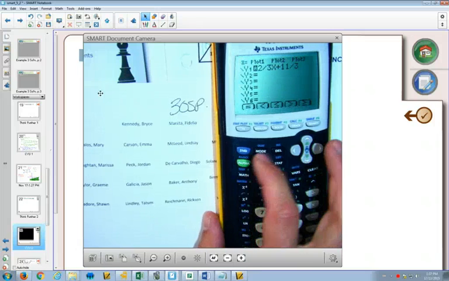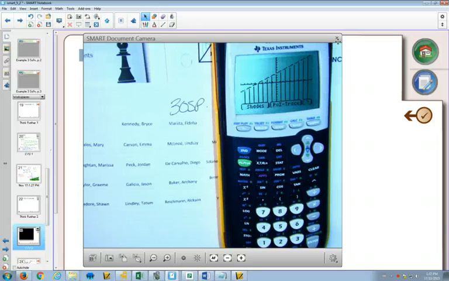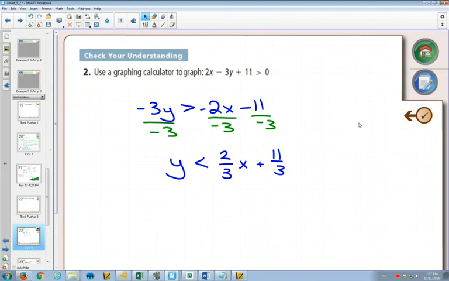And I think you have to push the alpha button, and then it will change and add the dotted line. So I change it to a less than sign. So if I hit graph here, it'll draw a dotted line and shade below. So we can graph these on our graphing calculators as well. And you can do 6, 8, and 13. We will do 13 together if we have time at the end of class.